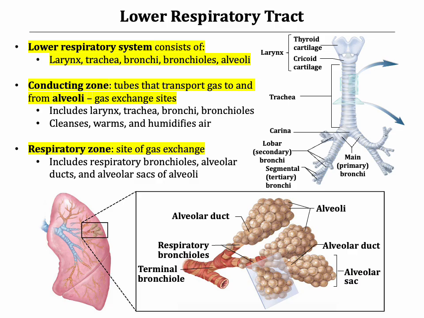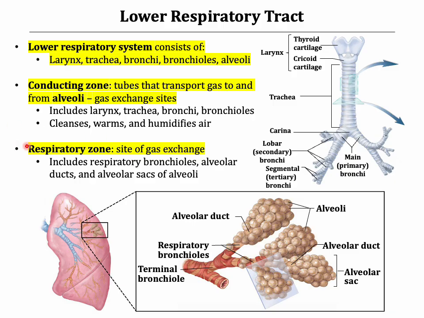Moving to the lower respiratory tract, this includes the larynx, trachea, bronchi, bronchioles, and alveoli. It's separated into a conducting zone and a respiratory zone. So with the conducting zone, these are just the tubes that transport gases to and from the alveoli, the air sacs of the lungs where the gas exchange actually takes place. So this includes these larger structures, the larynx, trachea, bronchi, bronchioles. Bronchioles are just the smaller tubes.